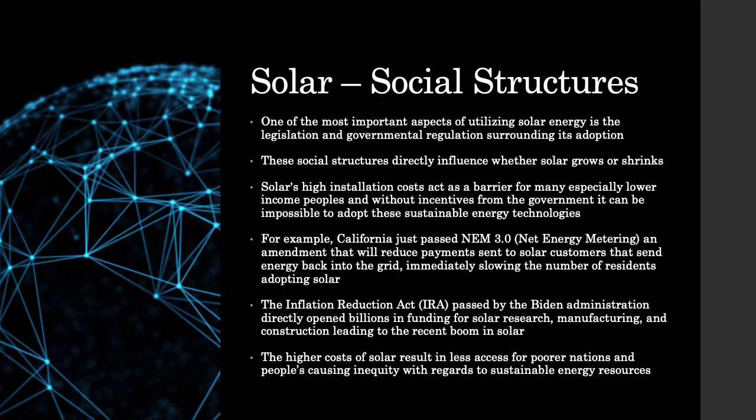Social structures required. One of the most important aspects of utilizing solar energy is the legislation and governmental regulations surrounding its adoption. These social structures directly influence whether customers buy more or less solar. Solar's high installation costs act as a barrier for many, especially lower income people. Without incentives from the government, it can be impossible to adopt these sustainable energy technologies, especially for people of lower income classes. For example, California just passed NEM 3.0, an amendment that will reduce payments sent to solar customers that send energy back into the grid, which has actually immediately slowed the number of residents adopting new solar systems.